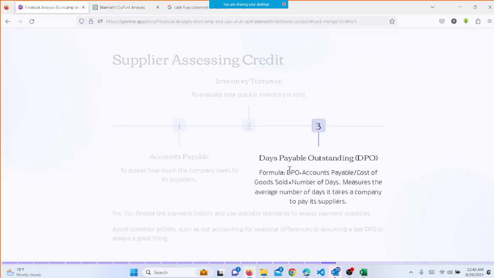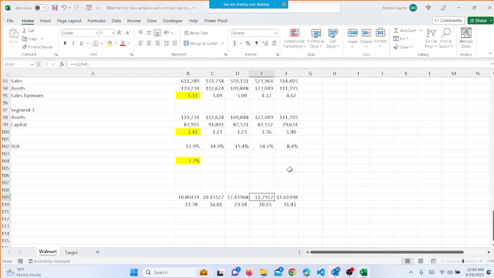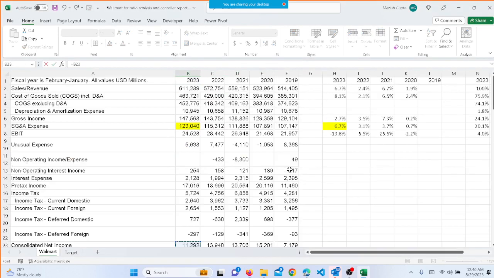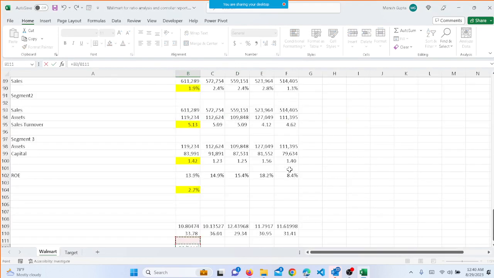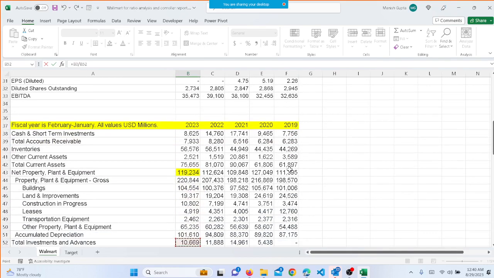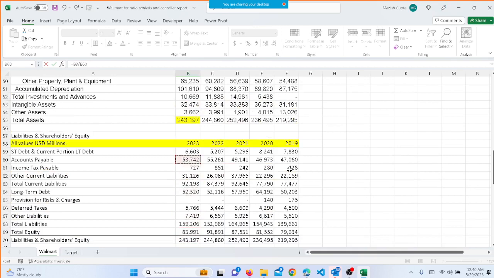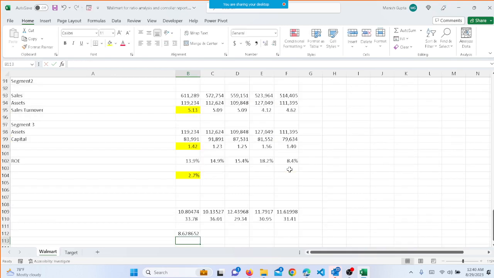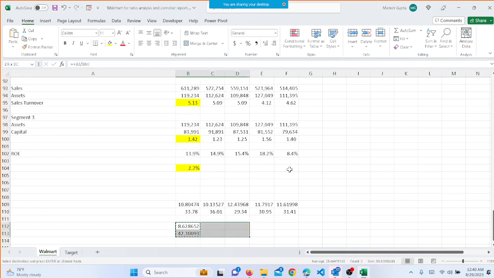Then the days payable outstanding. So at the moment, how many days payable outstanding is it? You can calculate the same way, but here we don't calculate by the total sales. We calculate by cost of goods sold divided by the accounts payable first. Accounts payable we can find here, and then the same way, 365 divided by the turnover. So it takes about 42 days to pay a supplier, right?